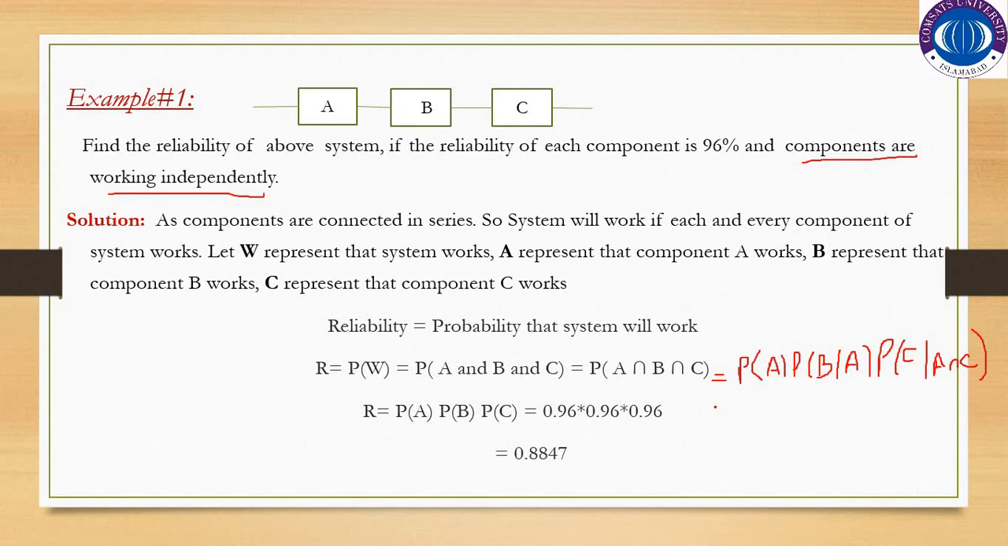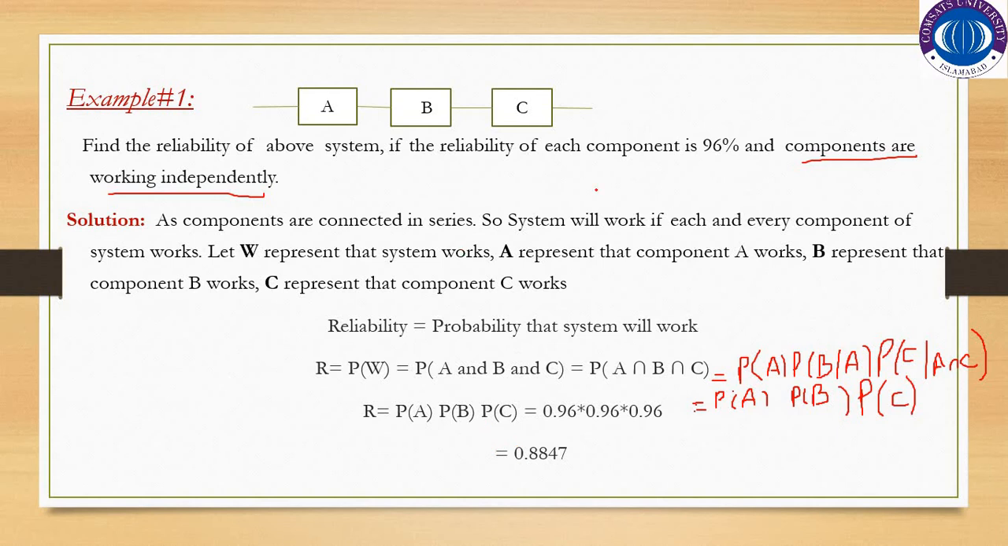So from the independent and dependent event topic, you can recall that it would be equal to probability of A into probability of B. This probability B given A will be equal to probability of B because A and B are independent. So the statement says that probability B given A, or the probability that B is occurring given that A has already occurred, as A and B are independent, does not depend on whether A is occurring or not. So this would also equal to probability of C. So this would be equal to probability of A into probability of B into probability of C.